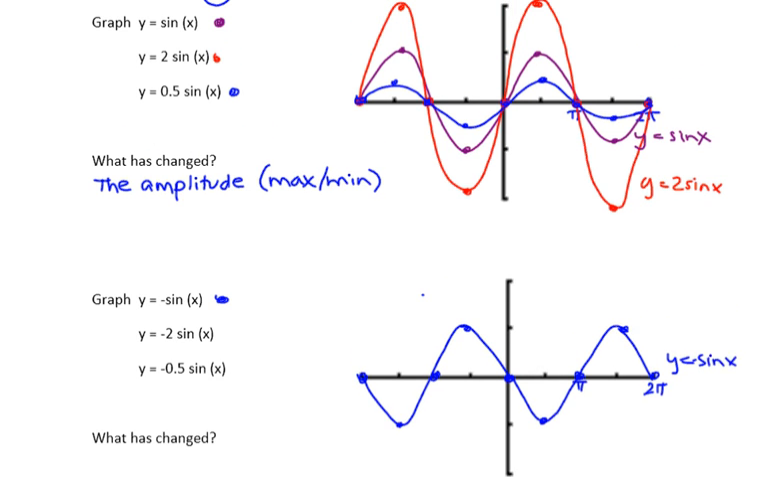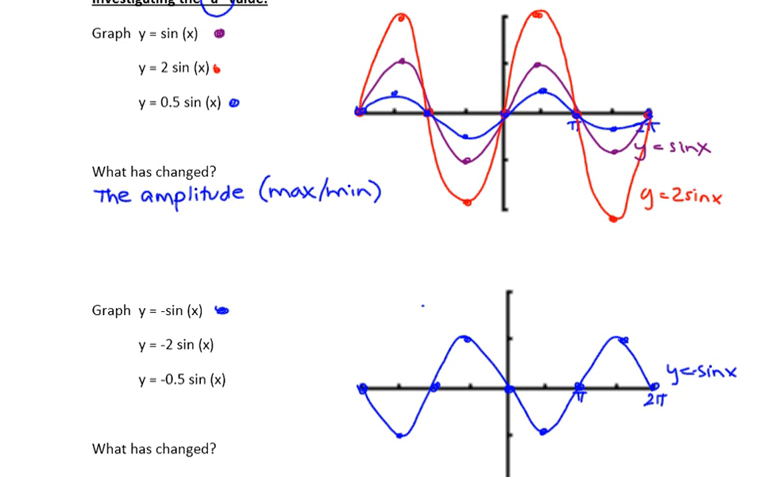So the difference between our first graph, the purple here, and this one, y equals negative sine x, is notice this one went up and then down, and this is going down, then up. It's the opposite, yeah. So it's like it's reflected in the x-axis. Another way you can think about it. Okay? So it's flipped or reflected.